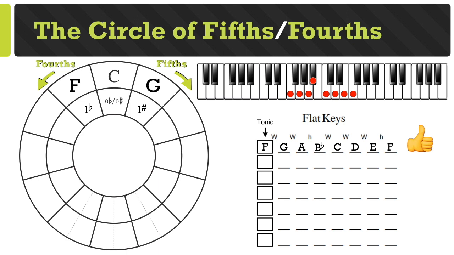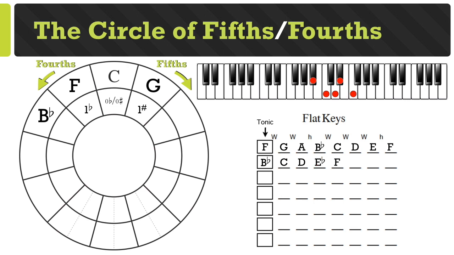To determine which scale belongs at the 10 o'clock spot, we will once again go down a fifth or up a fourth from the tonic of the last scale. Either way, the next scale should be built from B flat. Following the major scale step pattern from B flat, we find it is necessary to lower the fourth scale degree from E to E flat.